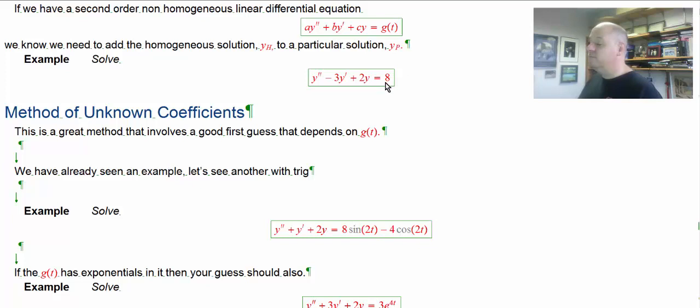this example here where the function, the g of t, the target function, I'm going to call it the target function, is 8. Now, I know I can find the homogeneous solution to this one. The auxiliary equation is going to be lambda squared minus 3 lambda plus 2. Your eigenvalues are going to be 1 and 2. Your homogeneous solution is going to be some constant e to the t plus some constant e to the 2t. We can solve this homogeneous equation.